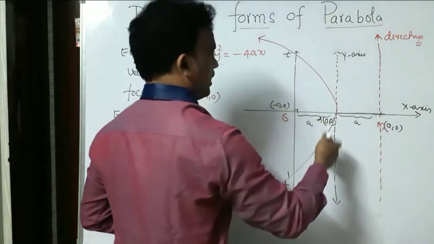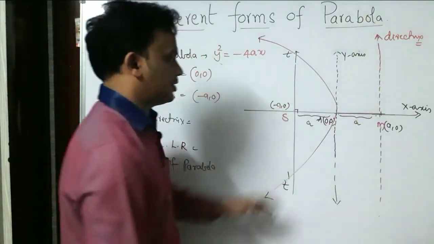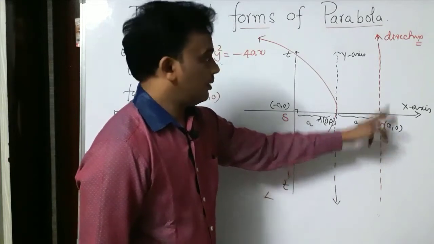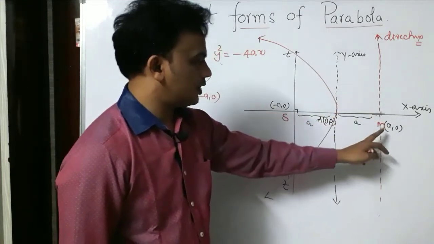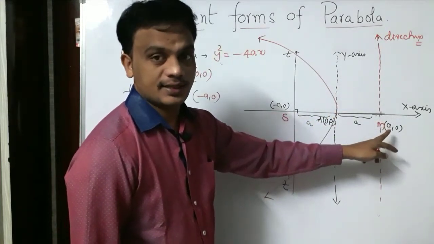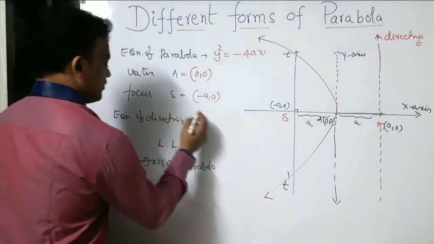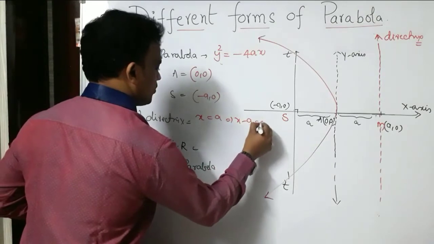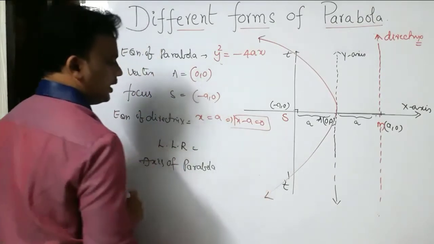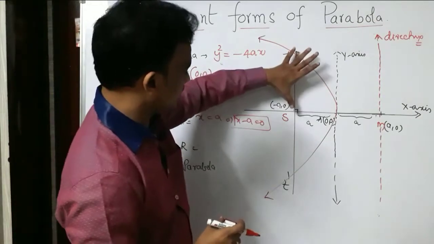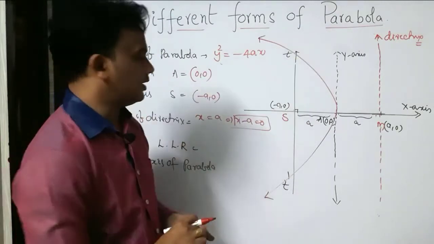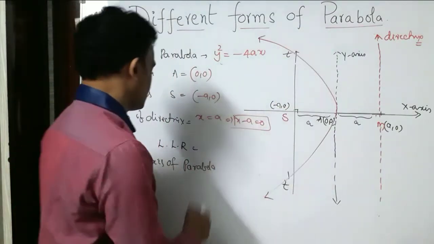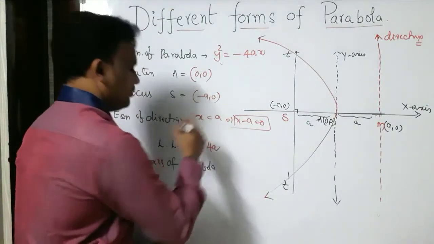Anyway, it is always parallel to the y-axis. In that case, the x-coordinate is a. Parallel to the y-axis, x-coordinate is constant. So it is x is equals to a. Equation of the directrix is x is equals to a, or x minus a equals to 0. And of course, the length of latus rectum: this is 2a and this is 2a. Totally the length of latus rectum is 4a.